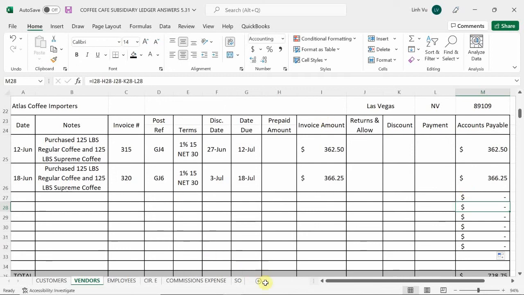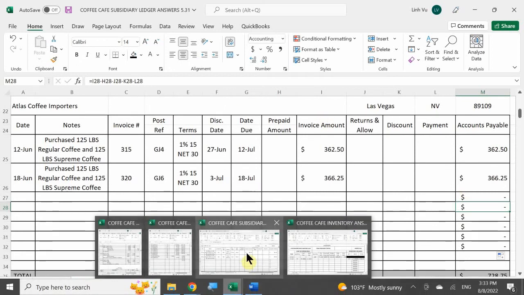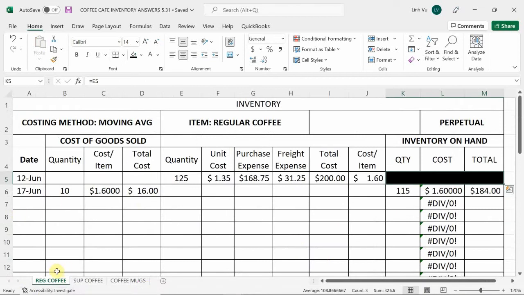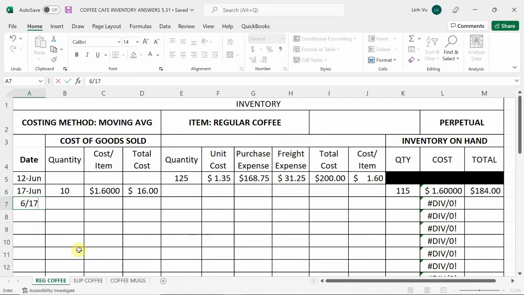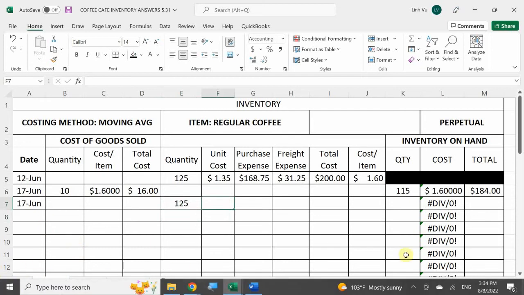Okay. And then we have to go and do inventory. So now we got to move on to our inventory worksheet. We need to do regular coffee first. And we purchased 125. I believe it was 136, wasn't it? Let's see. We can always test that equation, right? Okay. That comes to 170. 170, good. Okay, freight was 32.25. So we have 202.25.